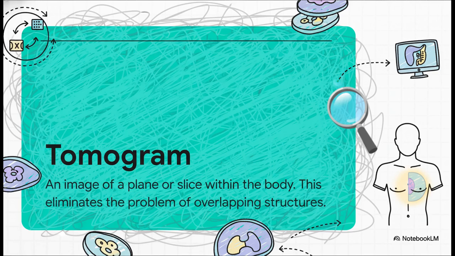And that brings us to this key term right here, a tomogram. It's really simple. It's just an image of a plane, or a slice, inside the body. And the T in CT, well, it stands for tomography, which is the whole process of creating these slices. It's all about seeing the body one single layer at a time.